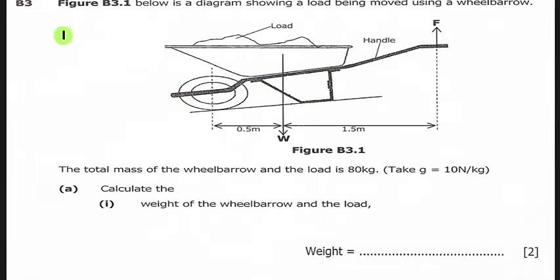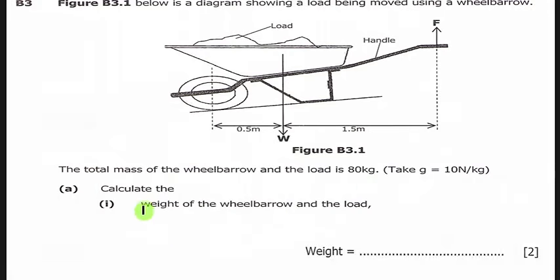Question B3 says figure B3.1 below is a diagram showing a rod being moved using a wheelbarrow. They are saying the total mass of the wheelbarrow and the load is 80 kg. Take G, the acceleration due to gravity, to be 10 Newton per kg. Then they ask, calculate 1, the weight of the wheelbarrow and the load.